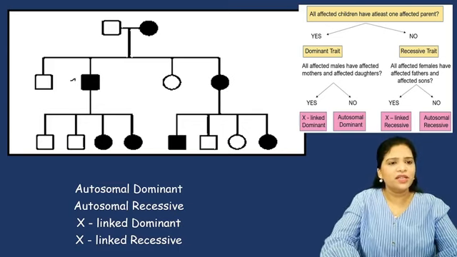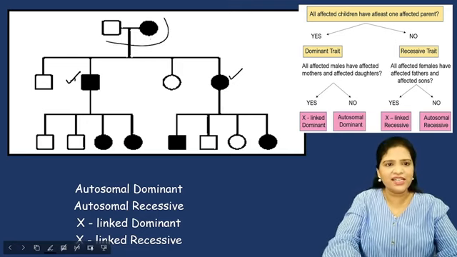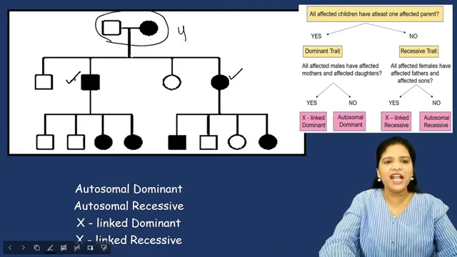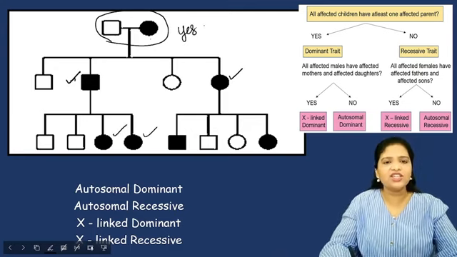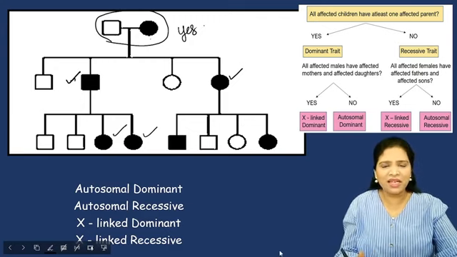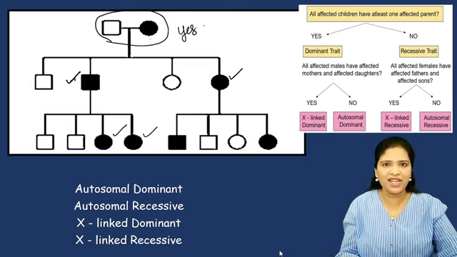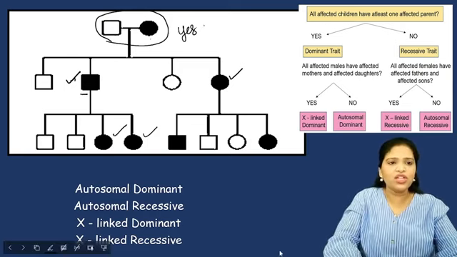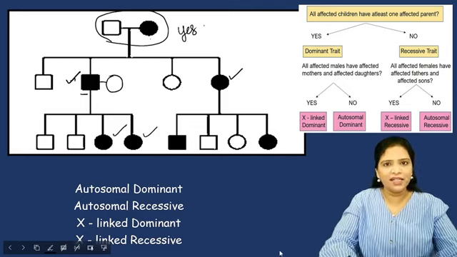See here, all the affected children, here one affected child. Affected children have at least one affected parent. Yes. Go to the next generation. Here one generation is there, but this father is affected. Where is the partner for this father? That means where is the mother for this child? It is not shown in the picture, right? So if it is not shown in the picture, then you have to consider this as a healthy parent.